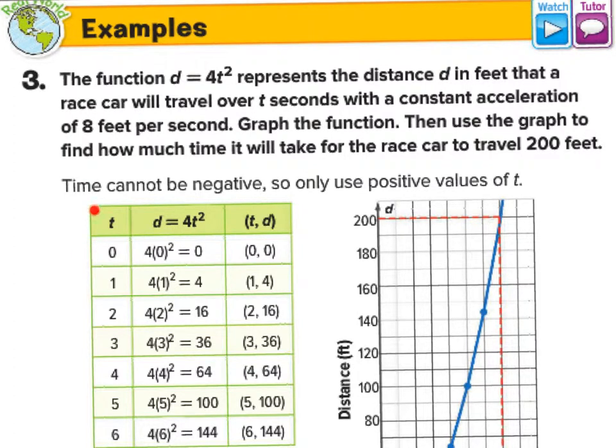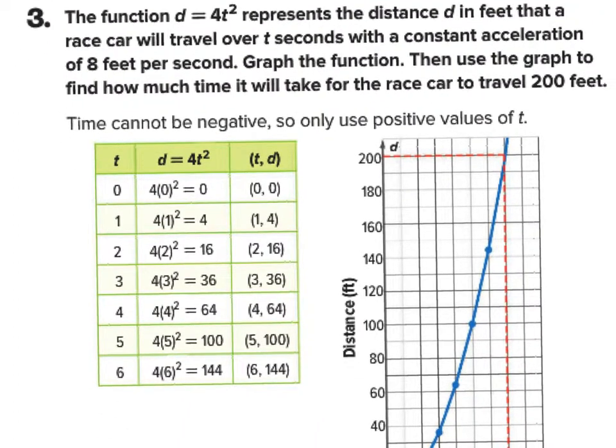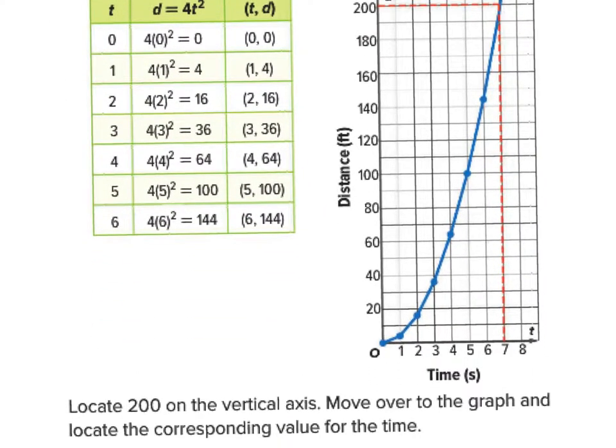then use the graph to find how much time it will take for the race car to travel 200 feet. Okay, so here we have our times from 0 seconds, our time, all the way up to 6 seconds, correct? They wanted us to use T for seconds, our time. We replace them, we get our output, which is our Y, and we have our ordered pairs, and then we graph it. And there we go.